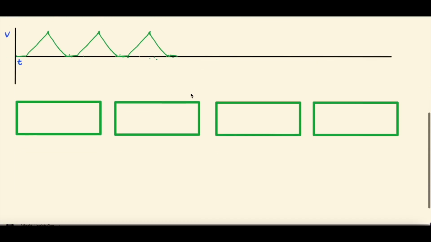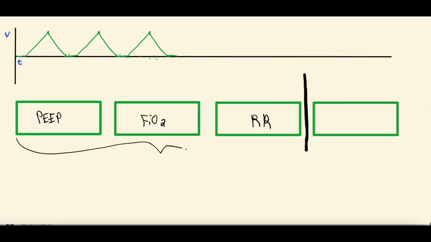So on a ventilator, there's lots of different things you can set, but the main 4 things that you can set are the PEEP, or the positive end expiratory pressure, the FiO2, or the fraction of inspired oxygen, the respiratory rate, and these 3, we have done this exact same video for volume control. Again, we'll link it in the video description. These 3 are all present in both pressure control and volume control, right?